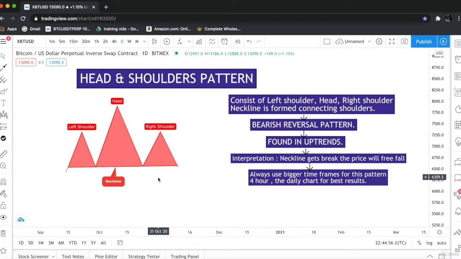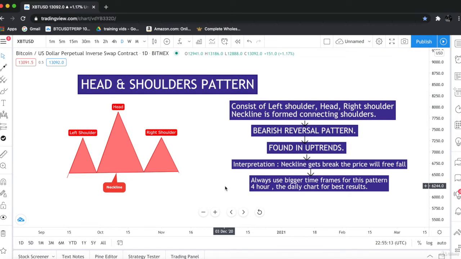One thing guys, for the head and shoulders chart pattern, always use bigger time frames like the 4-hour and the daily chart for the best results. I am not a fan of the smaller time frame charts. Let's go to the chart and find a head and shoulder chart pattern.